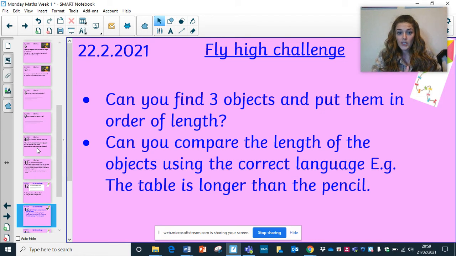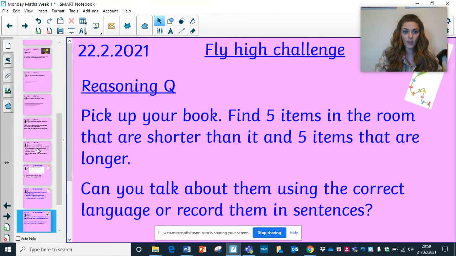Then there's some more questions here, or activities for you to attempt. Can you find 3 objects, put them in order of length, so household objects, it can be anything. Can you put them in the correct order? You can take photos of those. Can you compare the length of objects using the correct language? So talk about it. Which is longer, which is shorter? Is the pencil shorter than the book or longer than the book? Okay, use that comparing language.